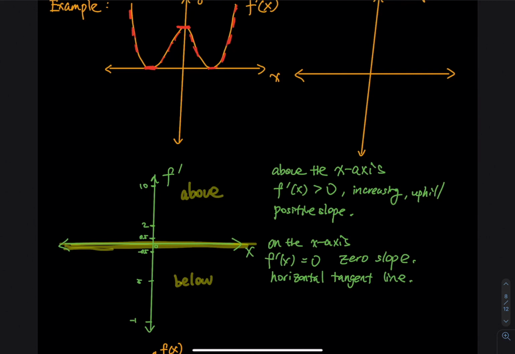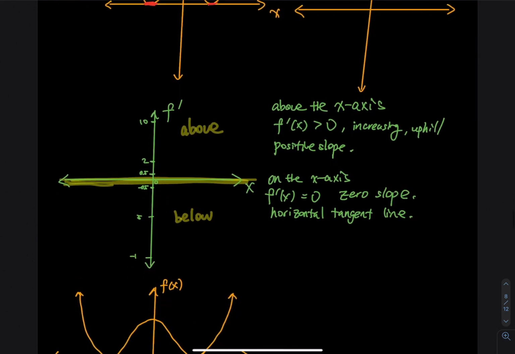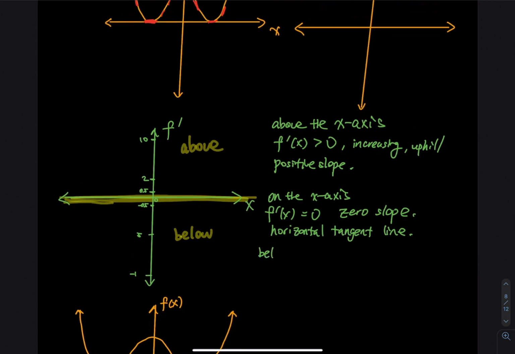And then what about below the x-axis, the bottom? The bottom is below the x-axis. So below the x-axis, that means f prime is less than 0. The graph of f is decreasing and going downhill. And notice I put a few marks on the y-axis, the f prime.